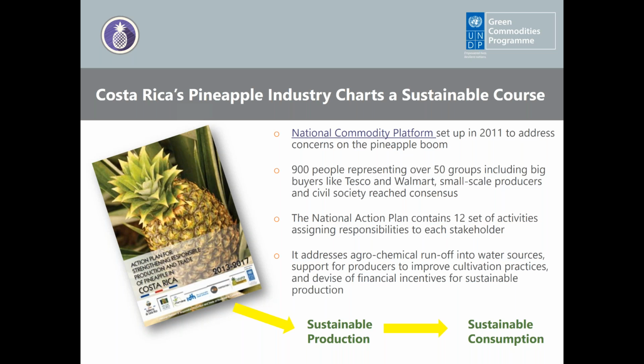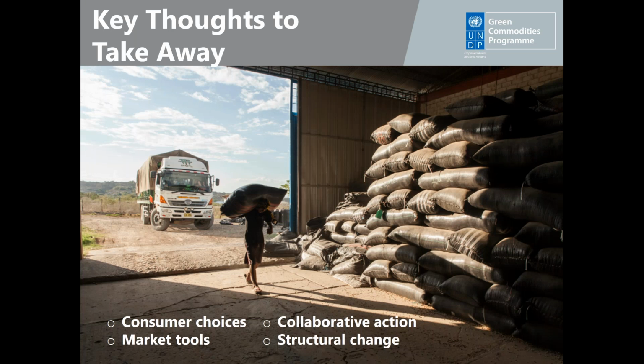To conclude, I'd like to thank you for your attention. The key points to remember from this short introduction to sustainable consumption and production are that first, as consumers, we all have choices, and those choices can have a big impact. Second, there are market tools such as labels and other forms of incentives that exist to help you make better choices and to help businesses and governments make better choices.